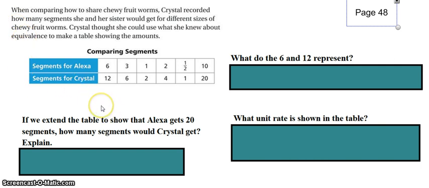On page 48 in our book, we're talking about sharing the gummy worms again, and I know you worked on a problem like this last week while I was out. It says Crystal recorded how many segments she and her sister would get for different sizes of chewy fruit worms. Crystal thought she could use what she knew about equivalence to make a table showing the amounts. So go ahead and take a look at the table right here. And the first question I want you to think about is, what do the 6 and 12 represent?